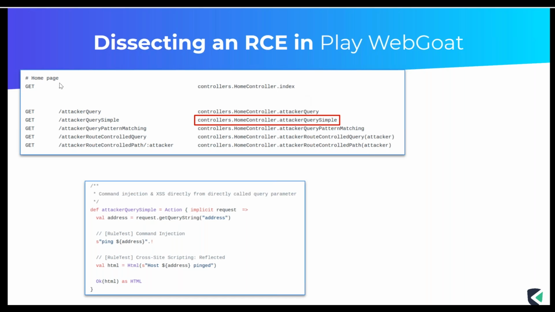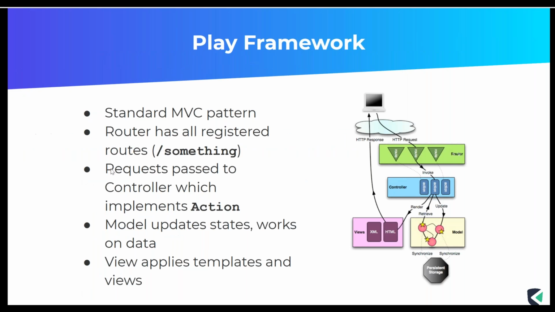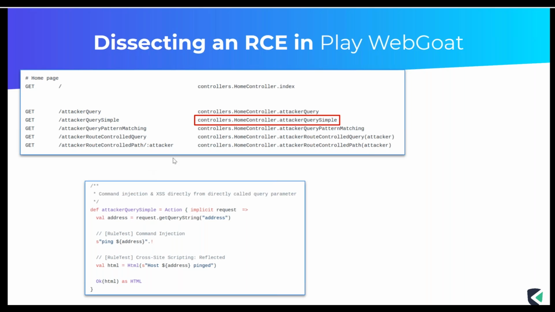So this is the routes file which I was talking about. The routes file we talked about before, this is how it looks. Inside this, you define what your HTTP method is, GET, POST, etc., and the route, and then who is going to control that route, so the handler for that. Inside this, we can see that there is a route called attacker query simple, and it has a controller, attacker query simple. So you go in the controller, so it's a home controller, and you're just going to see that there is an attack query simple here, which is actually built by the action. So this method is built by this action, and it has an implicit request in it.